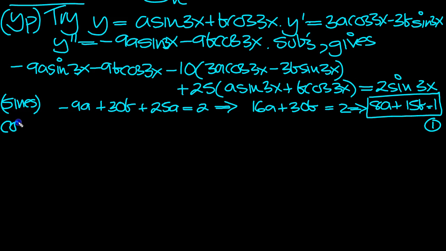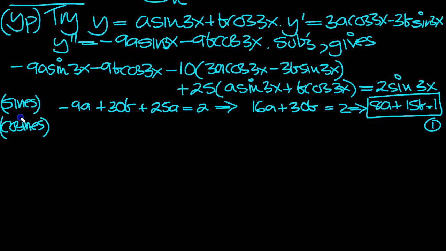Now we'll do the cosines and see what we get here. Now I'm just going to go back and check this initial equation was okay. Minus 9a is that sine. And then the other sine was minus times minus is a plus 30b. And the third sine was 25a, so that's fine.